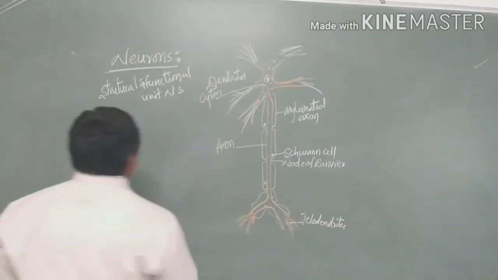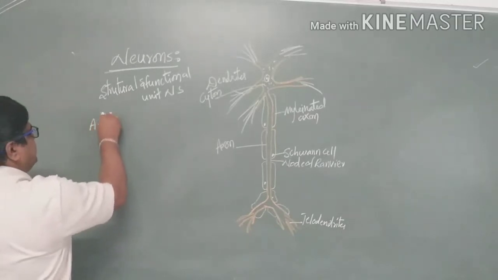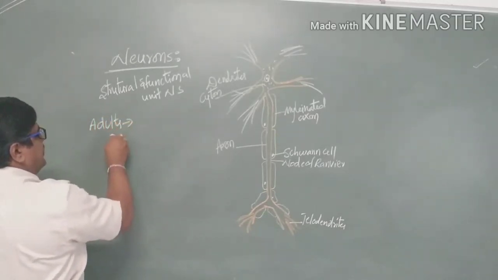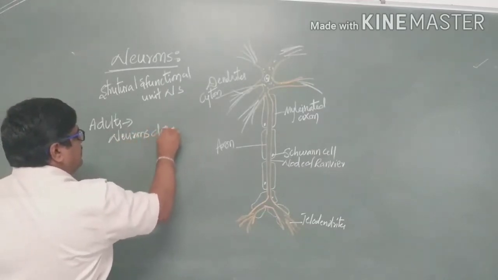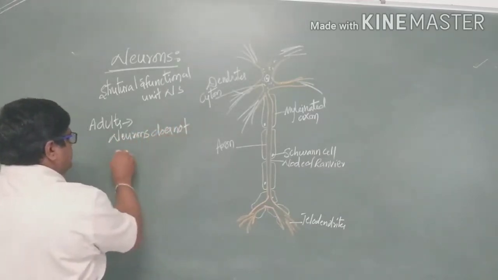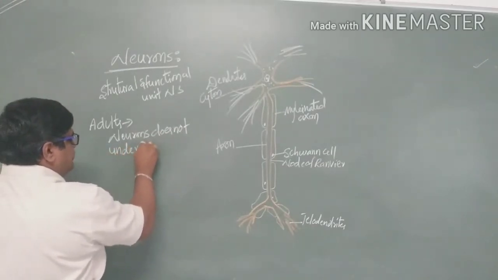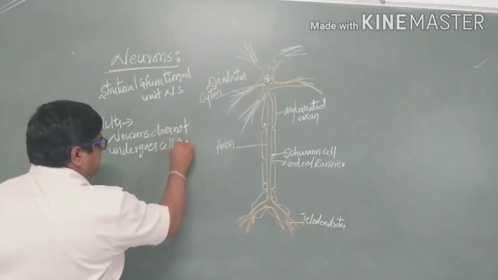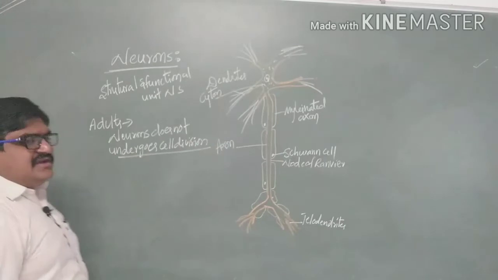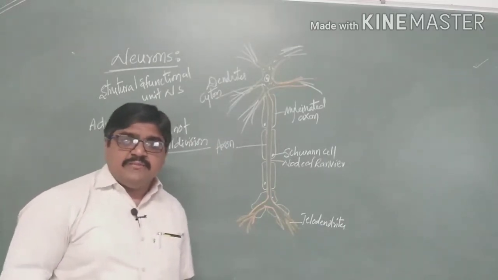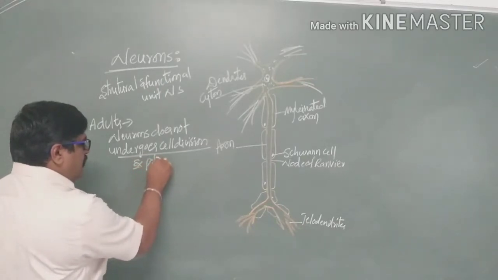Neurons undergo division in the embryonic stage, but in adults neurons do not undergo cell division. Why? If a cell is lost, it is not replaced again. Example: the polio condition.